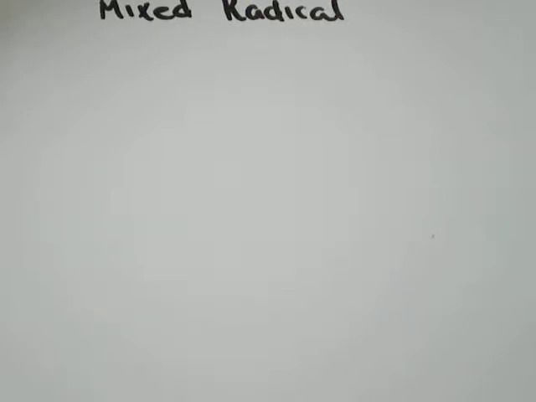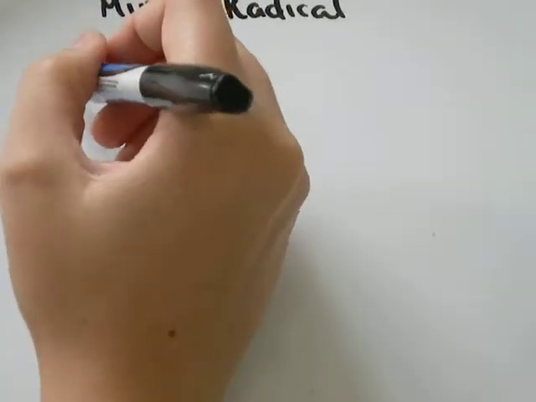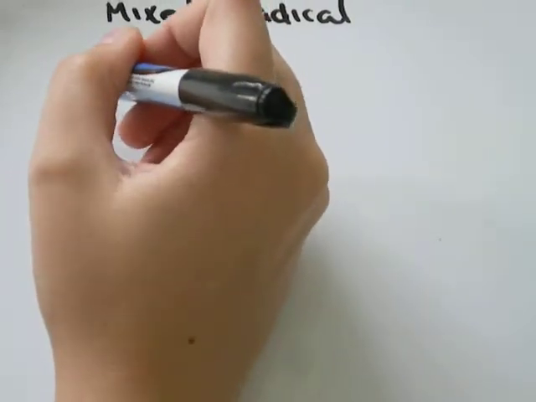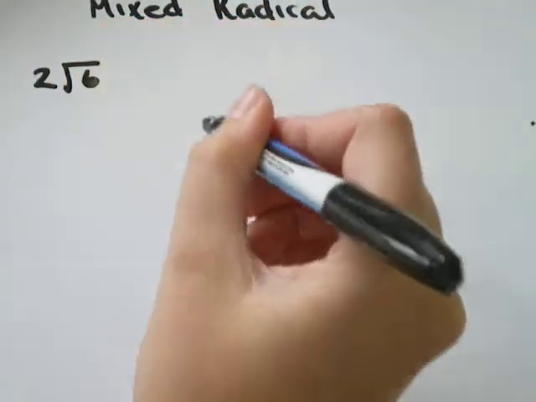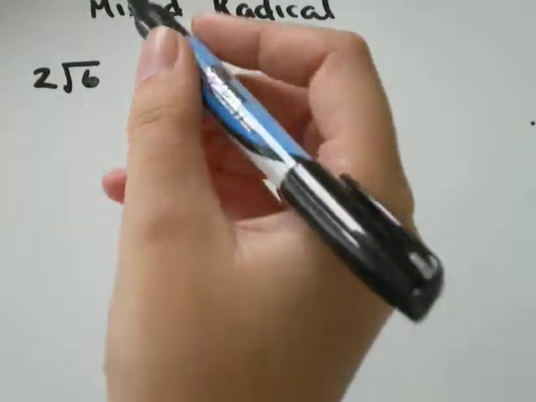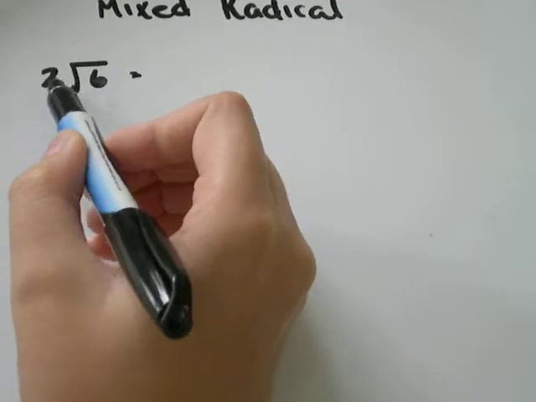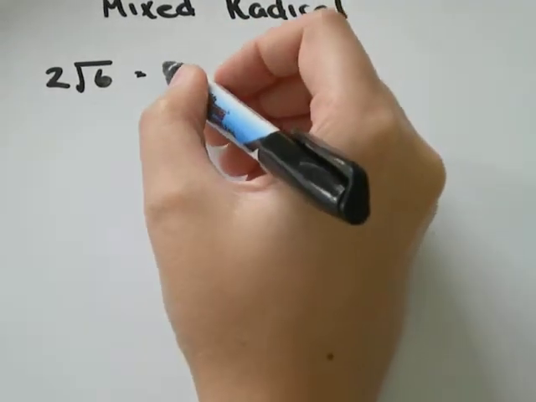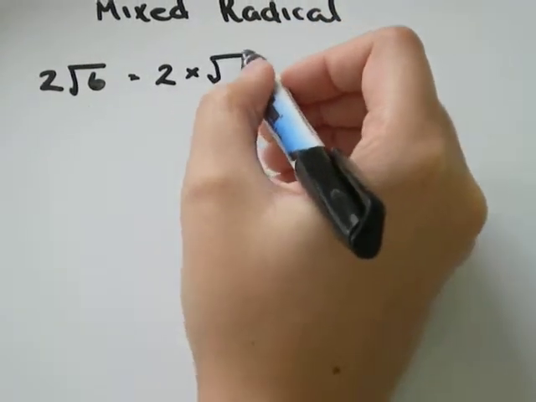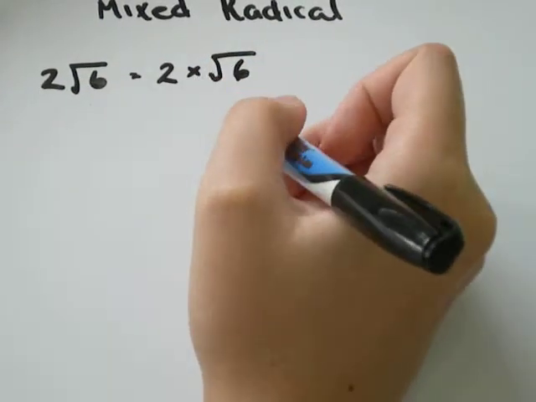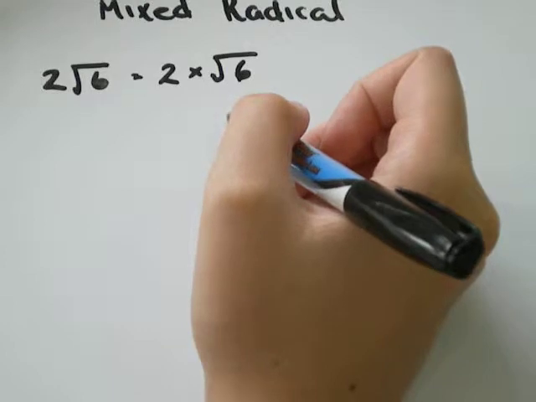Hey everyone, in this video we are talking about mixed radicals. When I say mixed radicals, what I mean is we have some root sign, there's something underneath, and there's also a number that's out in front. So it's important for you to know that between the 2 and the square root of 6 is the multiplication sign. 2 root 6 means 2 times the square root of 6.